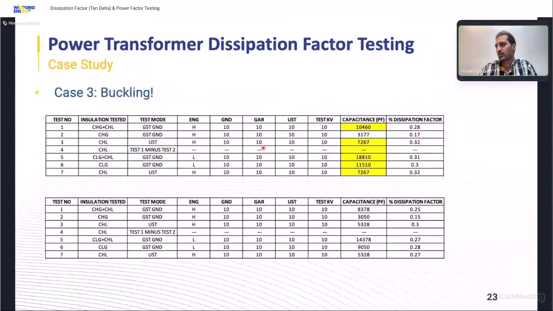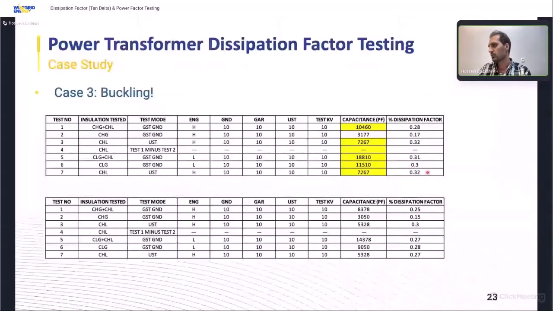The third one, an interesting one, is related to winding deformation. These are test results of a transformer. The first one is after the operation of the Buchholz and differential relay, the transformer is de-energized, and we measured capacitance and dissipation factor. And this one is related to the previous measurement. So at first, if we look at the dissipation factor, we will see nothing. It doesn't change. So the dissipation factor is good.